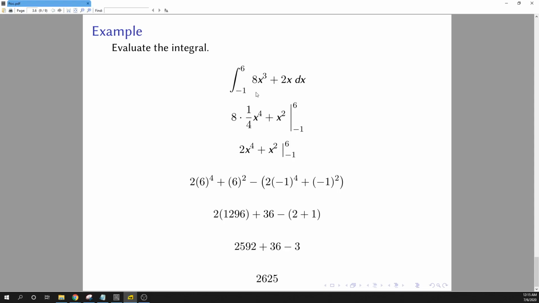Okay, so remember that would be the area of the region bounded by the graph of 8x cubed plus 2x and the x-axis between negative 1 and 6, at least the net signed area, right? The area above the x-axis minus the area below. So you can see we didn't really calculate any of the definite integrals using the definition because it's fairly complicated. This method is much easier. In the next couple of videos, we'll take a look at a couple more examples.